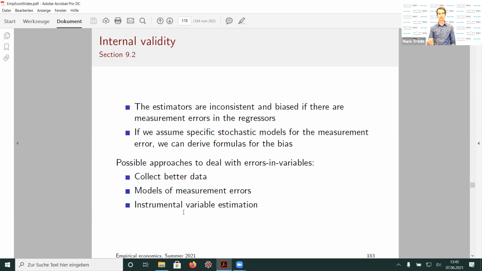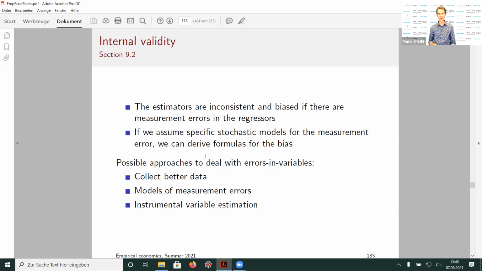All right, so in this case, the estimators are inconsistent, so the problem does not go away if you increase the sample size. The estimators are biased, so on average you get too large, or depending on the parameters, too small values. And it's really a severe problem. And of course, many variables are measured with errors. So what are possible approaches to deal with this problem? Well, better data, obviously. You could try to model the measurement error. So that's kind of modeling what's actually happening there. Or again, instrumental variable estimation.